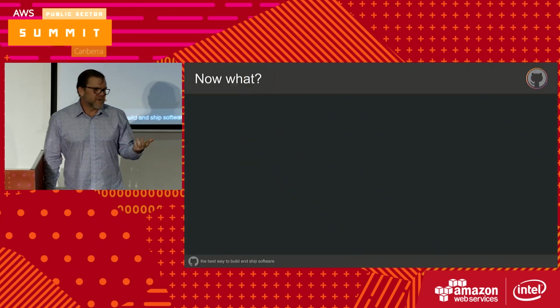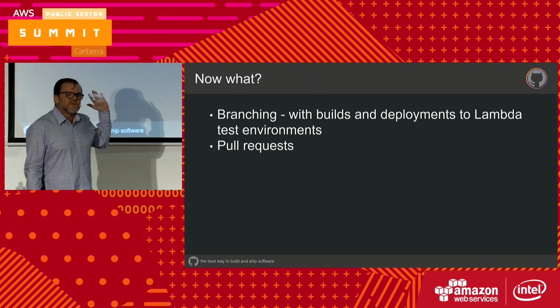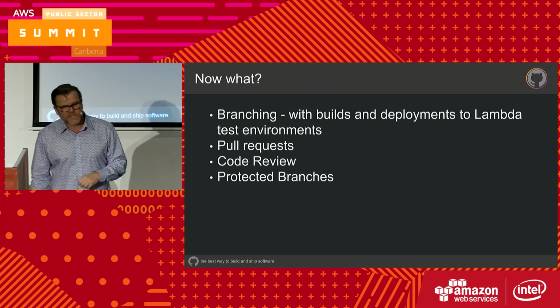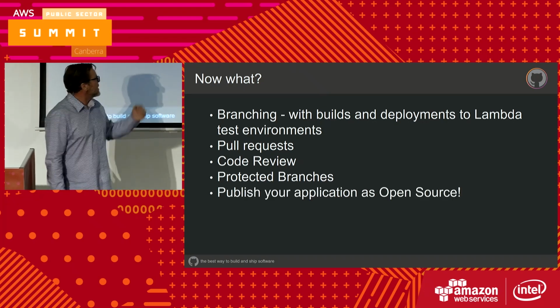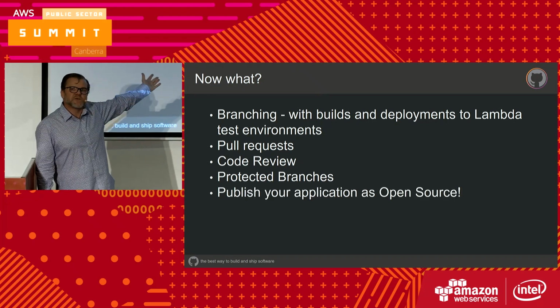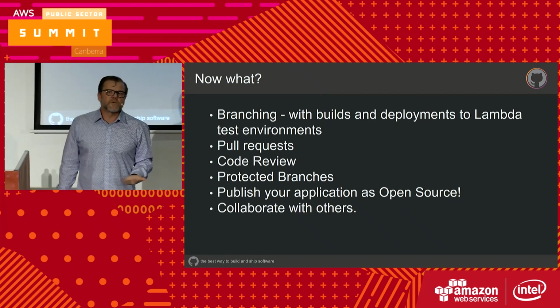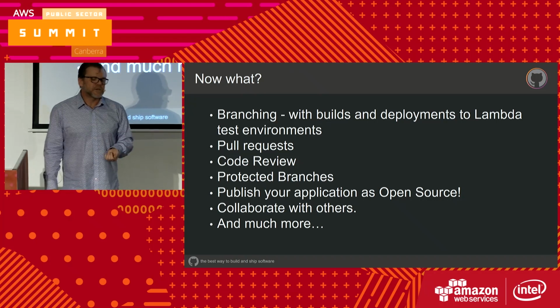So now what? Well, you've got it in GitHub, so you get all this stuff. You get to do things like branching and pull requests and code review and protected branches and everything else that we can give you as a product. Publish this Lambda function as open source. It's going to change the world. You can collaborate with other people, become part of a bigger community, and there's a lot more you can do.